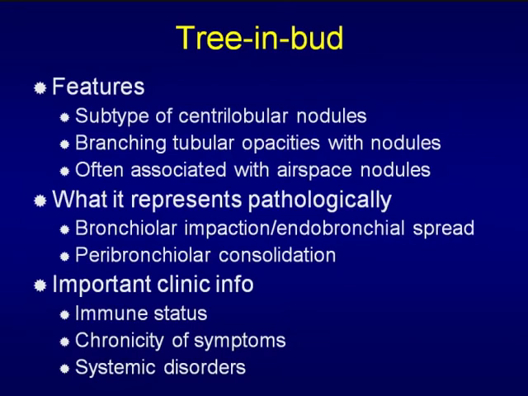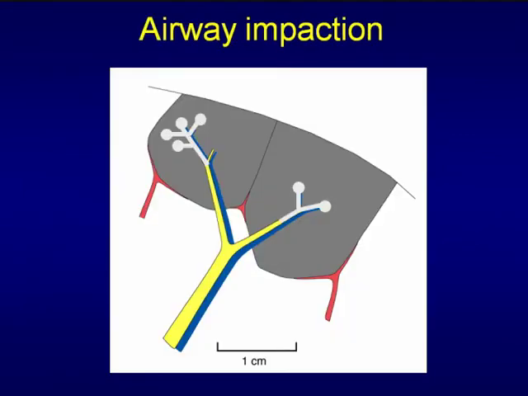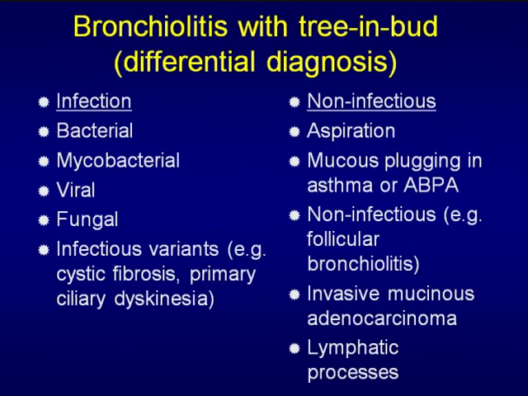Okay, so in this case, we're talking about filling of the airways with usually infectious debris, and that's what gives us this appearance. And over time, that will spread out into the adjacent alveoli. The importance of tree and bud is it's virtually always infection or aspiration. The specificity for infection or aspiration is very high.